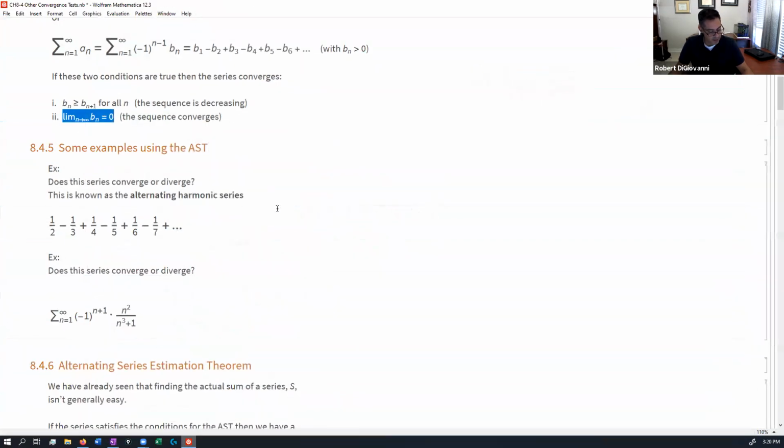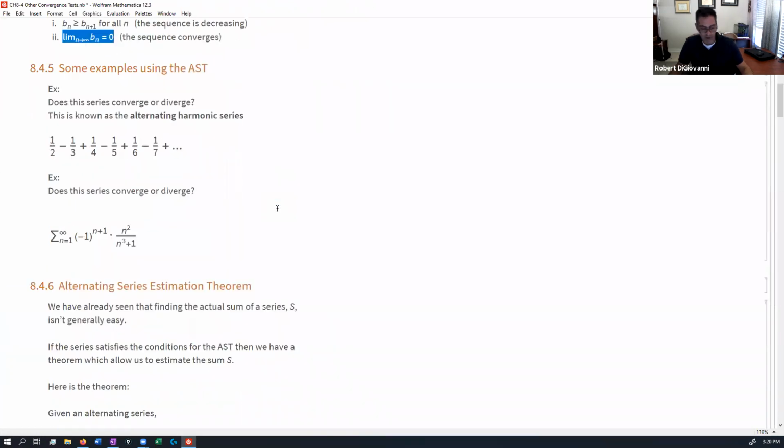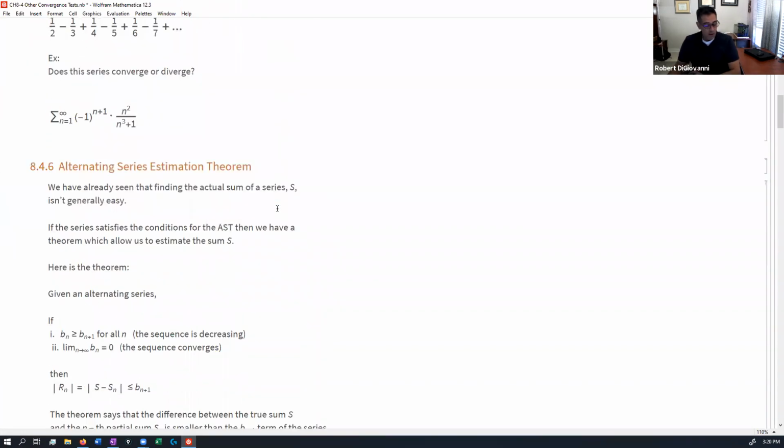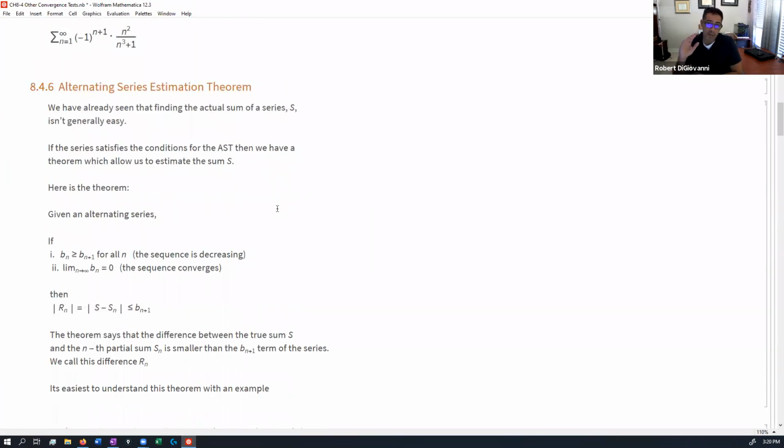All right, let's see what else we got here. Okay, now, we've already said that when we're doing these tests, all we can determine is convergence or divergence, but we can't actually figure out what the sum is, right? Well, there is this thing called the alternating series estimation theorem, all right? And this theorem is really kind of weird. It's not difficult to use, it's awkward, when students see it for the first time.